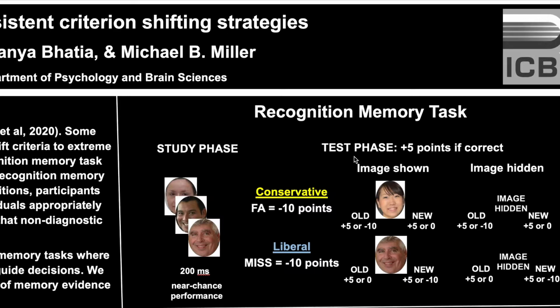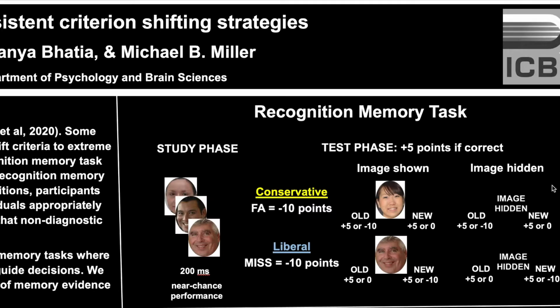The test phase had 4 conditions. Participants always earned 5 points for a correct response, lost 10 points for a critical error, but lost 0 points for a non-critical error. In the conservative criterion condition, participants lost 10 points for a false alarm, whereas a critical error in the liberal condition was a miss.